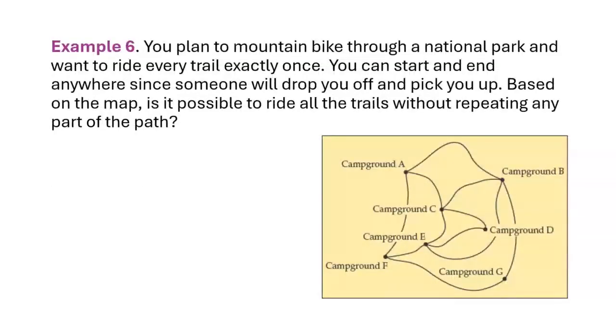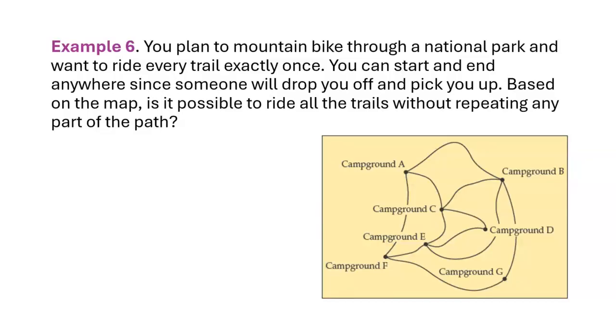An example of this would be, imagine that you plan to mountain bike through a national park. So you're going to go on your bike in a national park. That sounds exciting, something that I would want to do. And you want to ride every trail exactly once. And this is a huge place. If you look at the graph, there's a campground A, B, C, D, E, F, G. So there are a lot of stops if you want to take all of the trails.